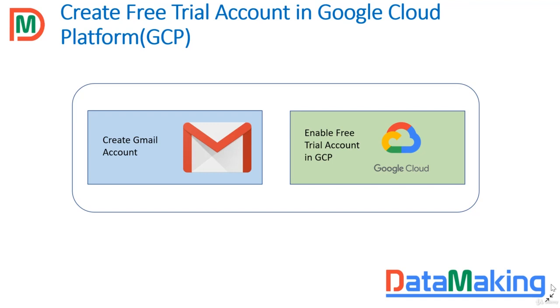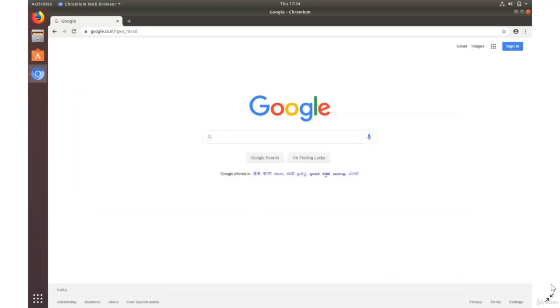To create a free trial account in GCP, we need to have an active Gmail account. If we already have an active Gmail account, just follow a couple of steps, and later we'll enable the free trial account. First, I will try to create a new Gmail account. Just open a browser and open google.com or google.co.in.